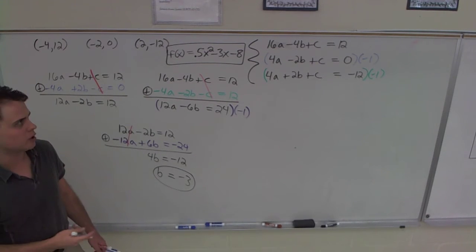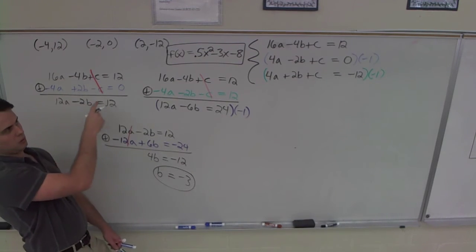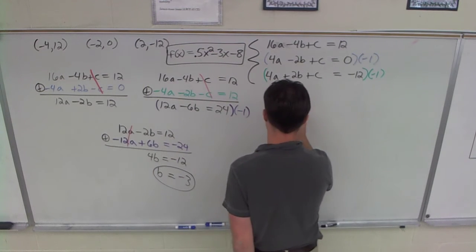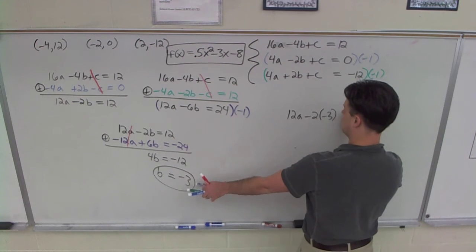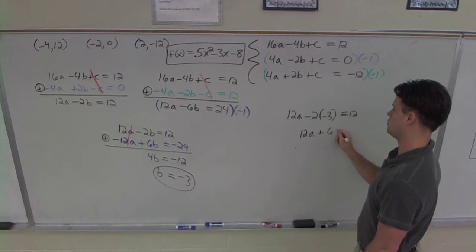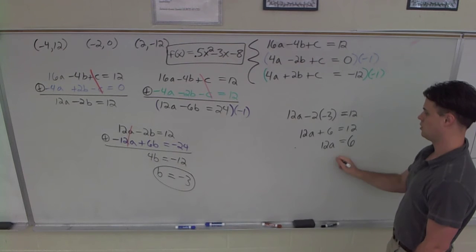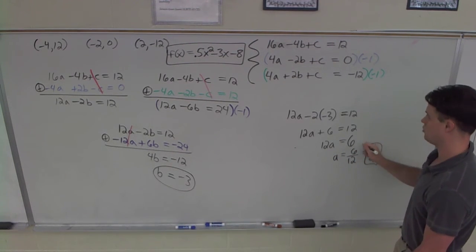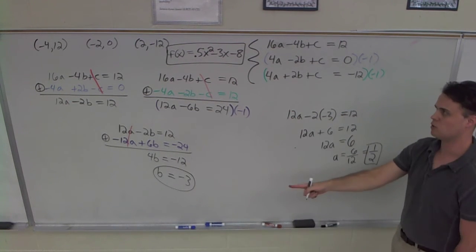Anywhere. It'll work anywhere. You can put it in the originals, but then you're going to have 2 variables left. I'd put it in one of these. It's going to work better. I'm going to put it in this one. So if I put it in that one, I have 12a minus 2 times -3 equals 12. So it's going to be 12a plus 6 equals 12, which is 12a minus 6 minus 6.